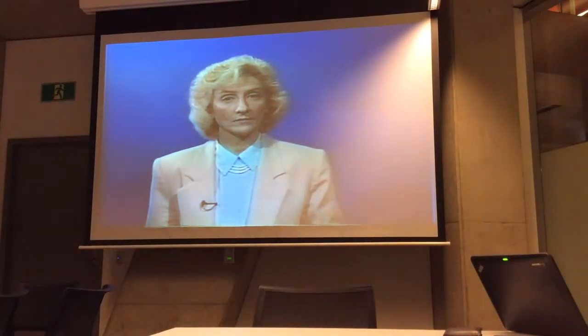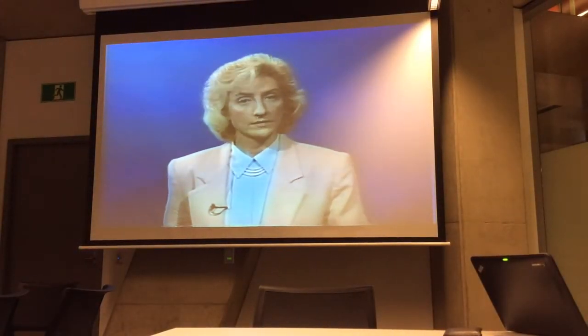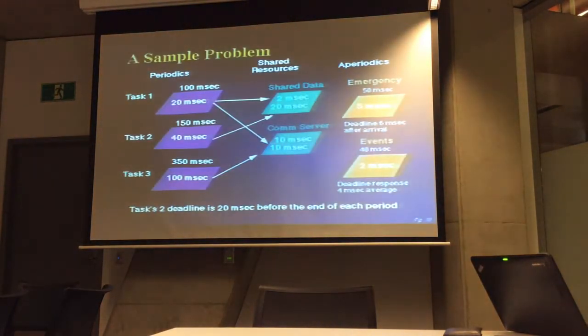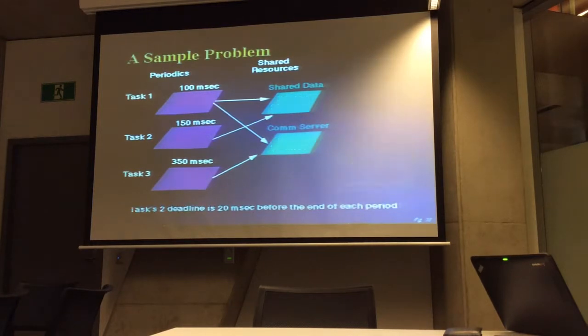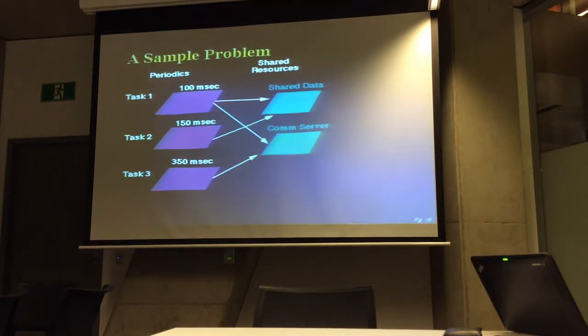Let's look at a simple problem involving periodic tasks, shared resources, aperiodic tasks, and a task whose deadline occurs before the end of its period. For the rest of the tasks, we'll assume that each task must be completed prior to the next event that triggers that task, that is, prior to the end of its own period. Rate monotonic theory can be applied to all of these situations to determine schedulability, but for now, we're going to limit ourselves to the periodic tasks with shared resources. In this case, a data structure and a comm server.